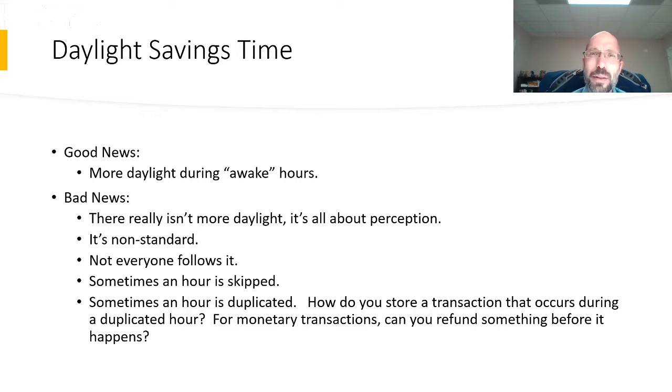Sometimes with daylight savings time you are skipping an hour. Sometimes you are duplicating an hour. How do you store your data, your transactions, when you are duplicating an hour or skipping an hour? Can you refund a transaction before it happens? When you fall back, right? Those are things to think about.